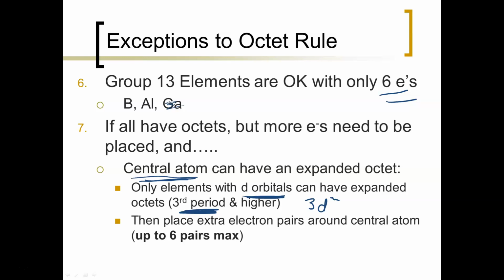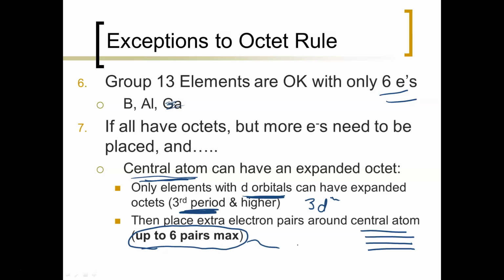You could fit more electrons around that central atom due to that D block that's present there. So again, this only goes for the central atom. You can place extra electron pairs around the central atom, and this is very important, up to 6 pairs max. There are actually some crazy shapes with 7, maybe 8 pairs. We're definitely not responsible for those. I can't even think of the names of those off the top of my head. They're pretty neat, but we're not responsible for those in Honors Chem.